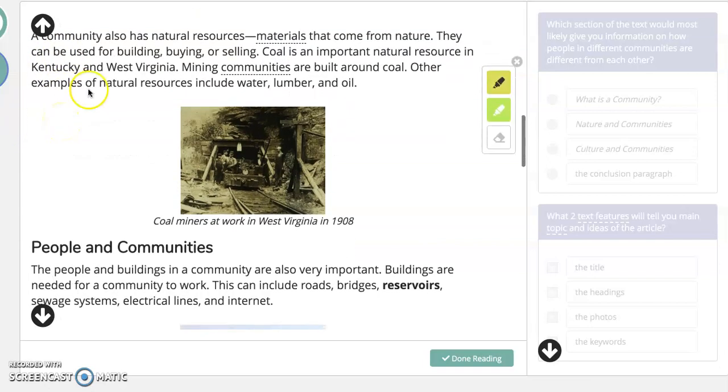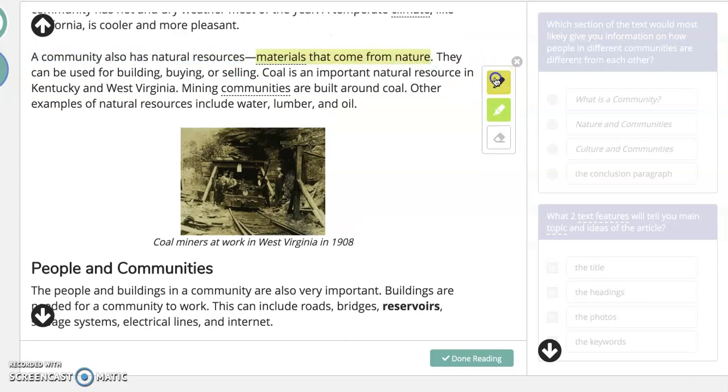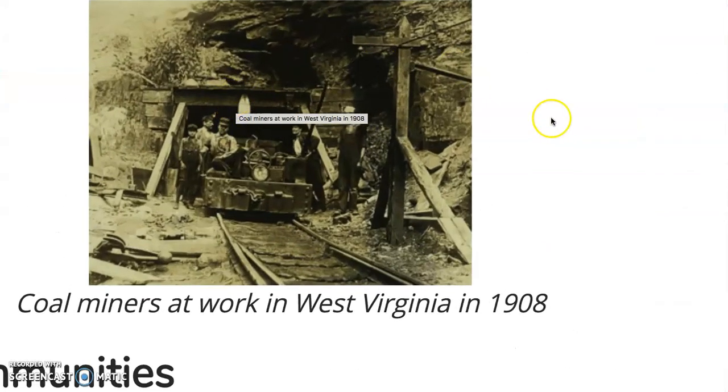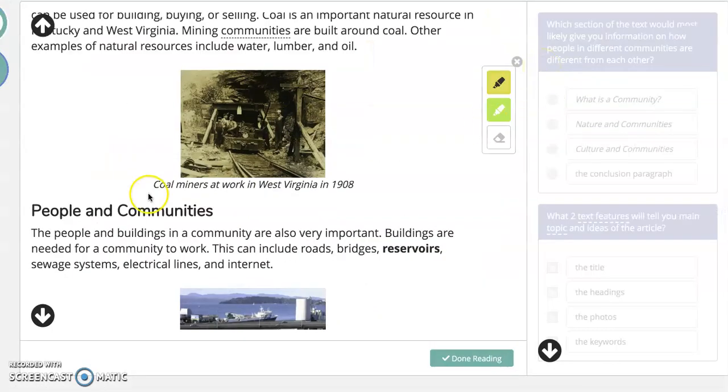A community also has natural resources, which are materials that come from nature. Okay, they can be used for building, buying, or selling. So coal is an important natural resource in Kentucky and West Virginia. Mining communities are built around coal. Other examples of natural resources include water, lumber, and oil. And here is coal miners at work in West Virginia in 1908, a really older photo. So that's a coal mine, which can be very dangerous and you have to be careful with.